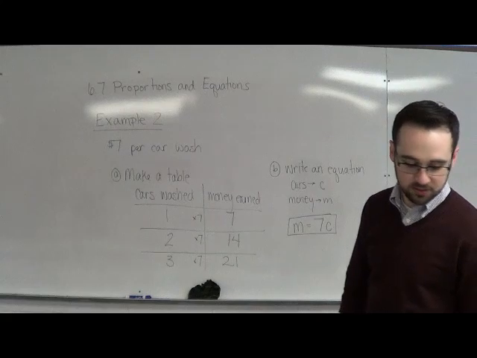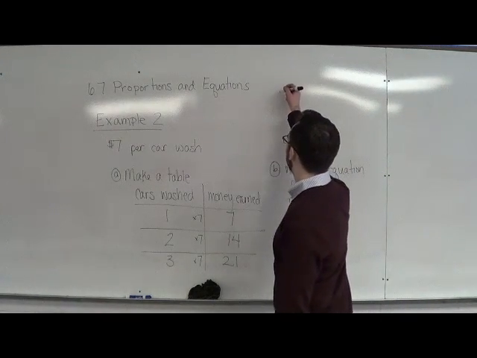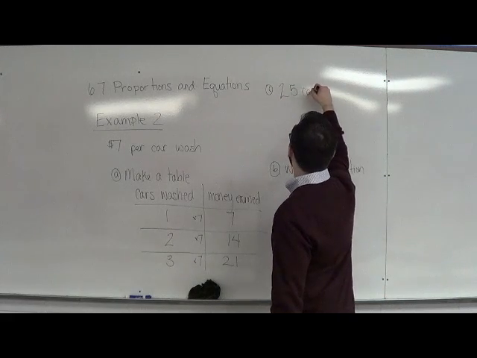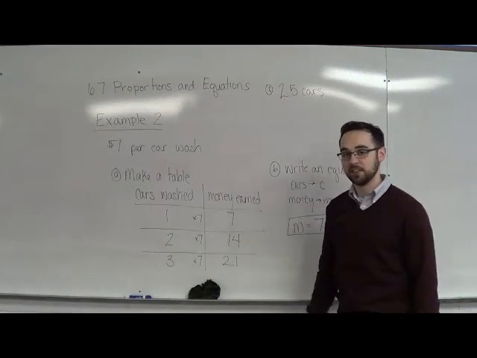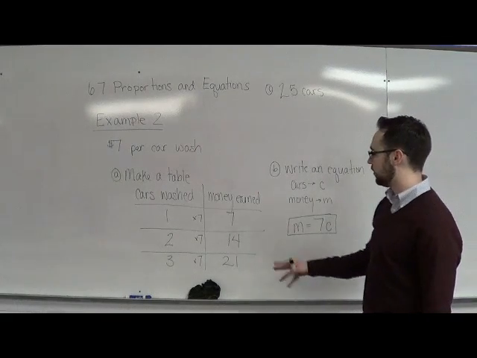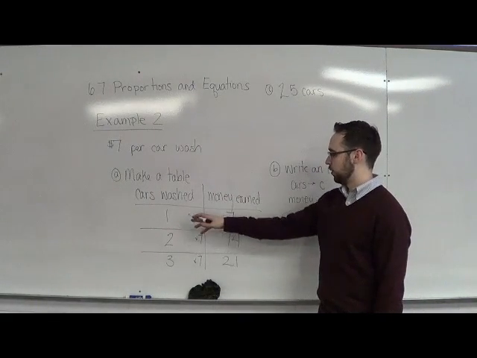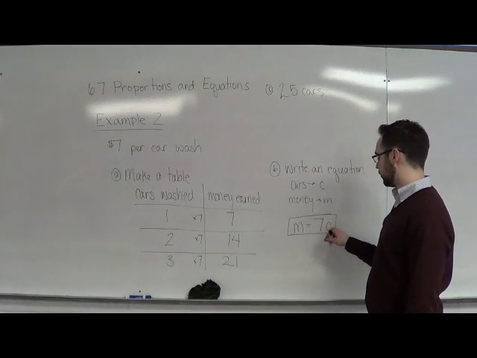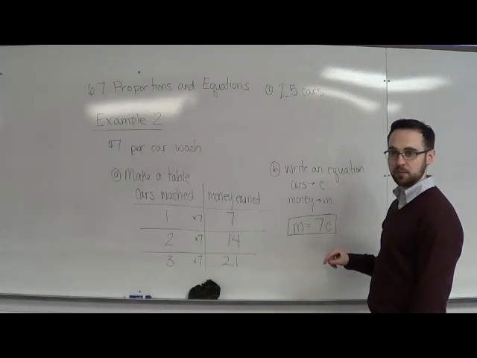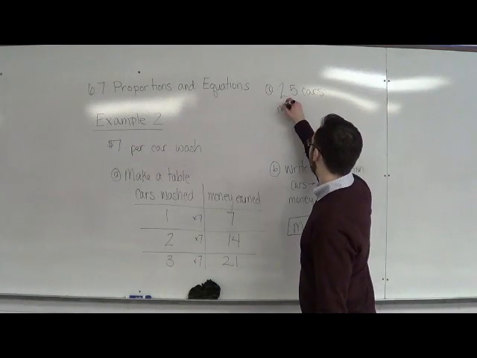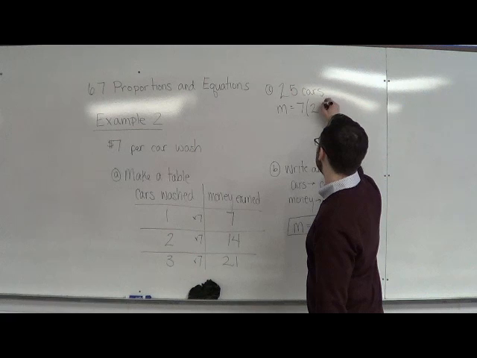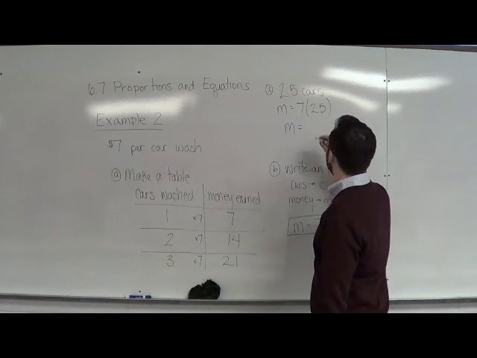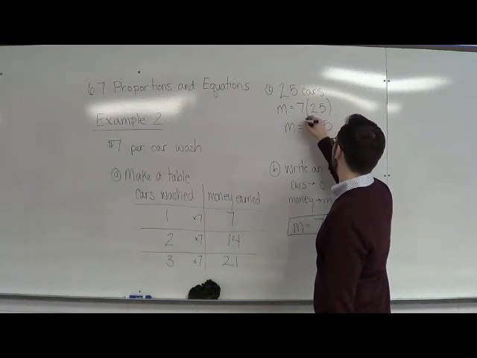Their last question for us, I'm going to write it up here, is if they wash 25 cars, how much money are they going to make? So we want to look at this and say, okay, we've made the table, we saw the relationship, we were multiplying by 7 each time, we're adding 7 here. We wrote the equation, so all we did was the number of cars we washed, we multiplied it by 7, so now I've got to use that equation. We have M is equal to 7 times 25, and that's going to end up being $175.